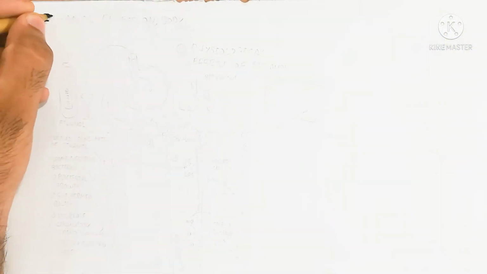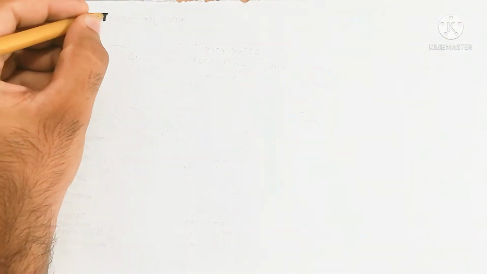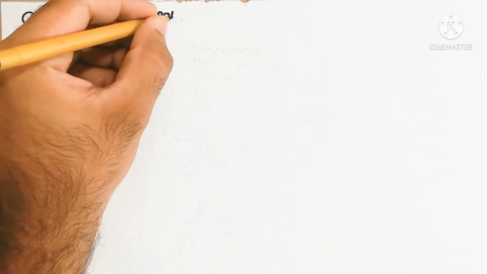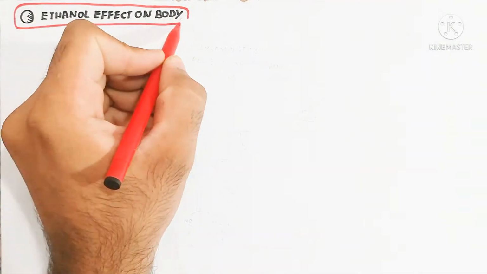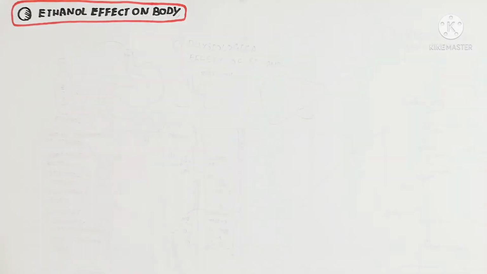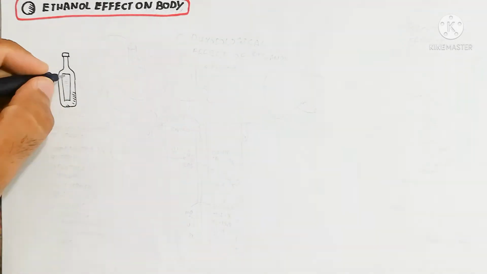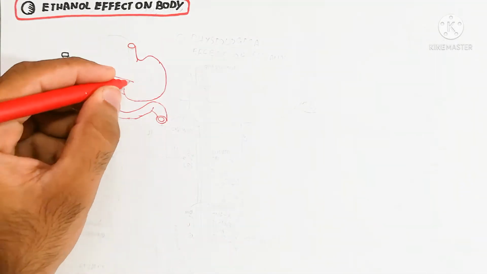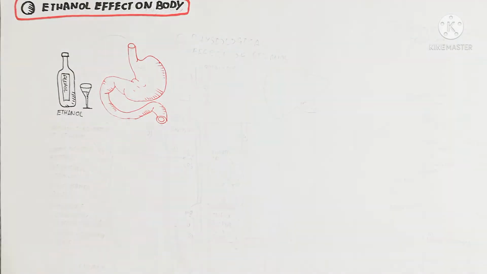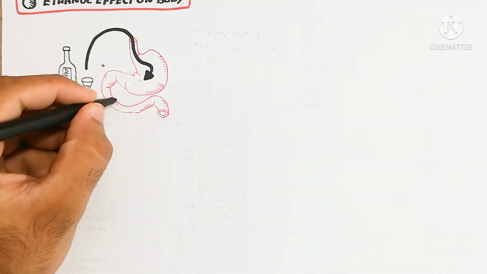Hello, in this video we will look at the effect of ethanol on the body. Ethanol is basically ethyl alcohol. When we take ethyl alcohol, as in chronic consumption of alcohol, the alcohol goes into the digestive tract when we drink, and basically moves into the stomach.